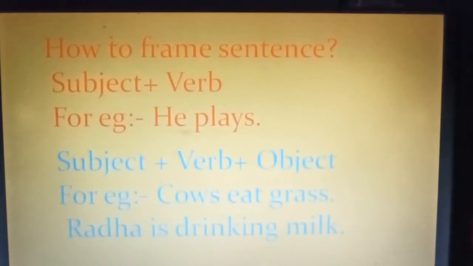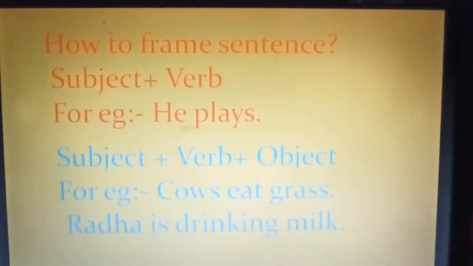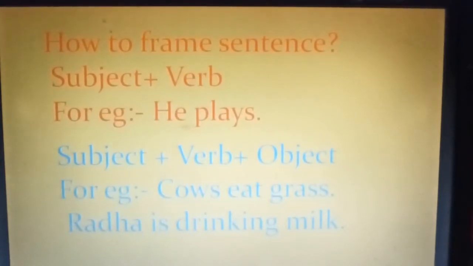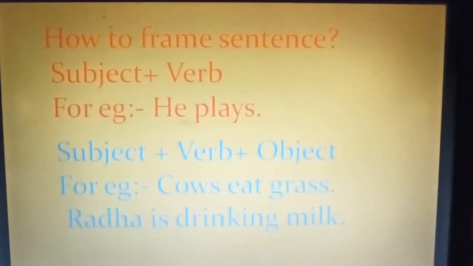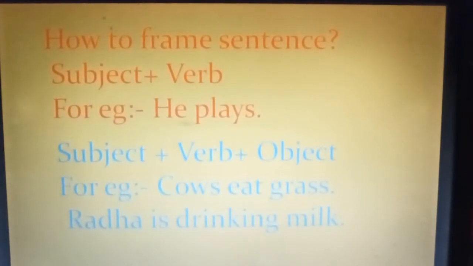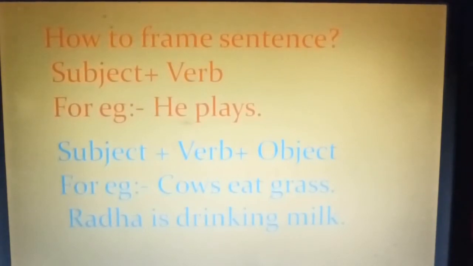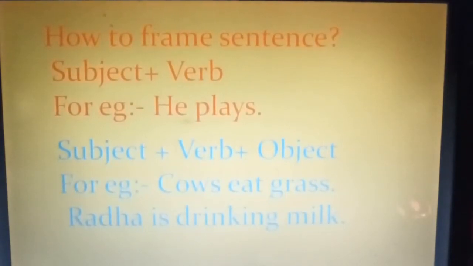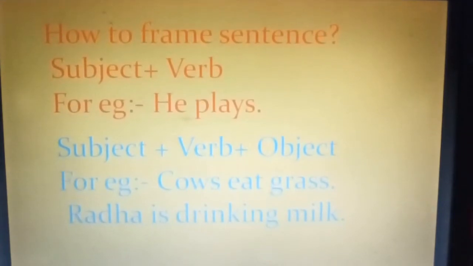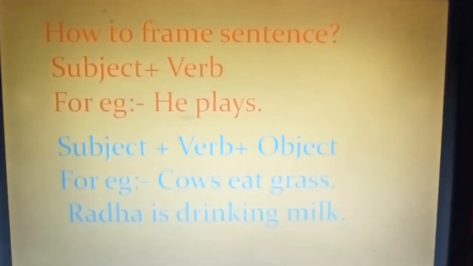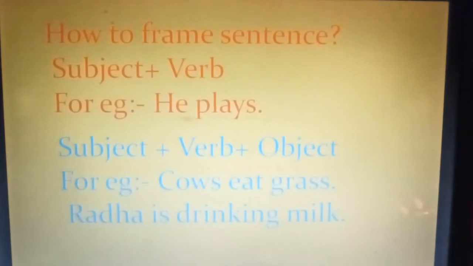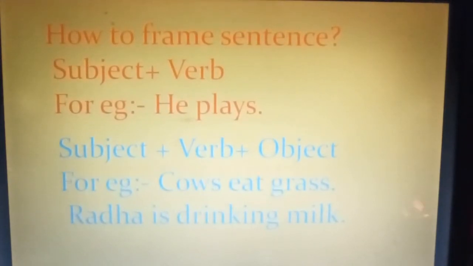Subject, verb plus object. For example, cows eat grass. Radha is drinking milk. Cow is the subject, eat is the verb, and grass is the object. Radha is drinking milk: Radha is the subject, is is the helping verb, drinking is the verb over here, and the object is milk. So in this manner we will frame sentences.